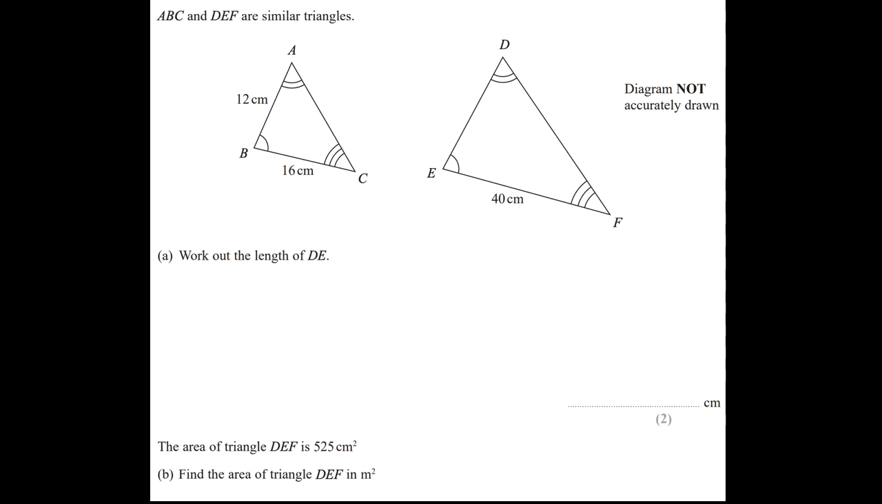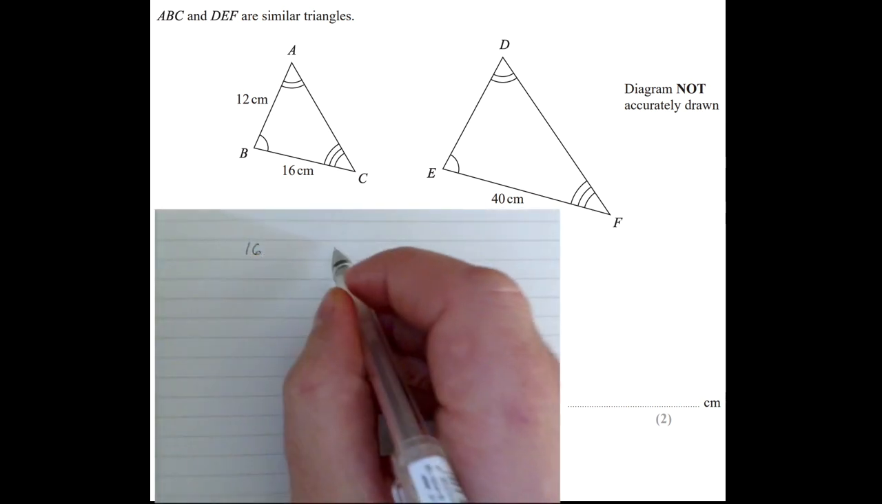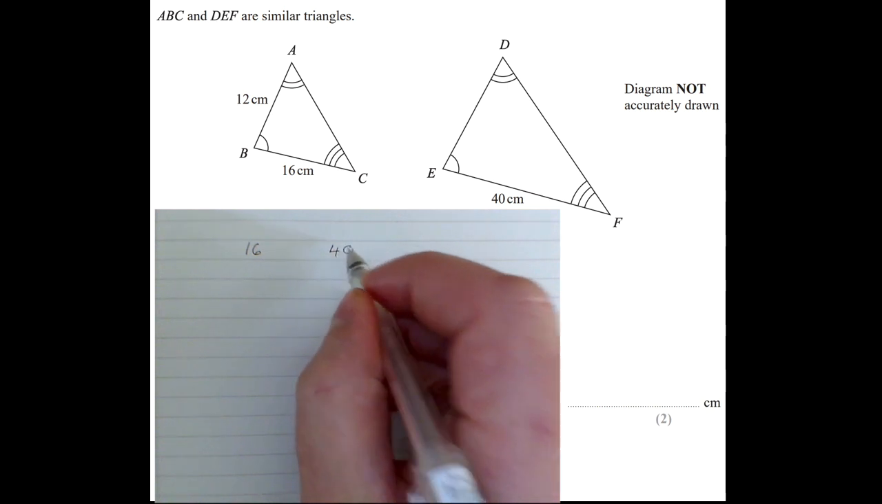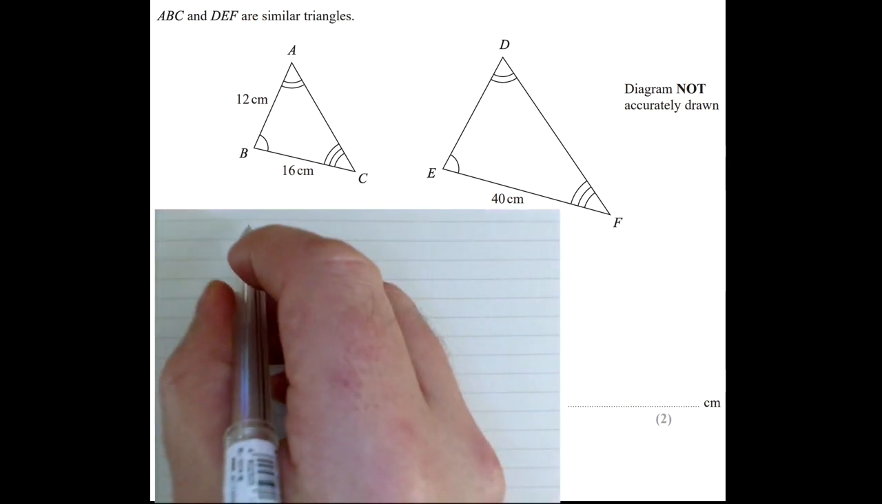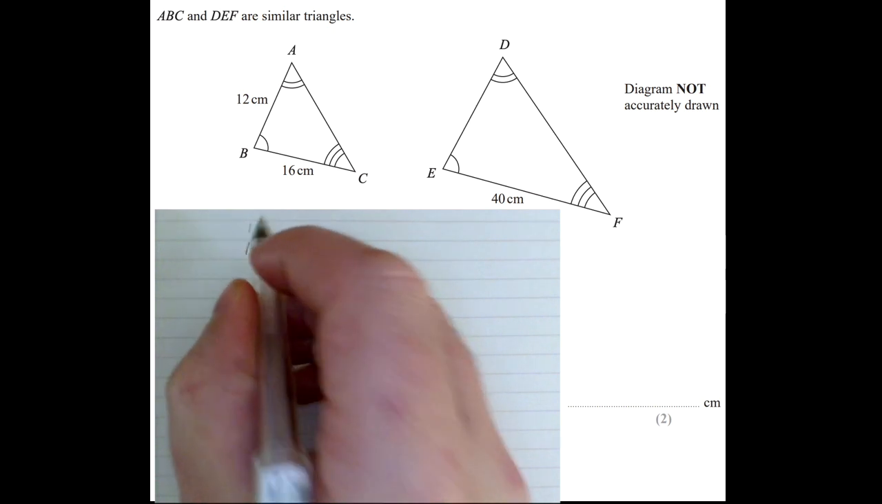So the first question is a scale factor, isn't it? You can compare the B and C and the E and F sides. You can see the smaller triangle is 16 and the larger triangle has got a side of 40. And so if we've got a smaller side of 12, we should be able to work out the length of D to E, if we can work out that scale factor.